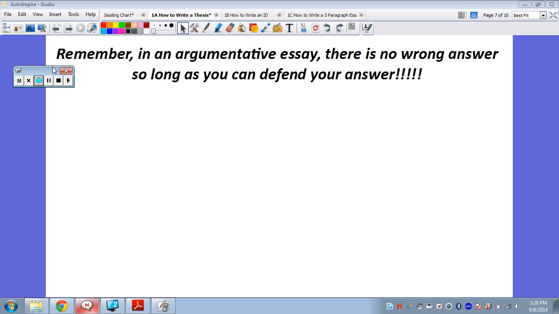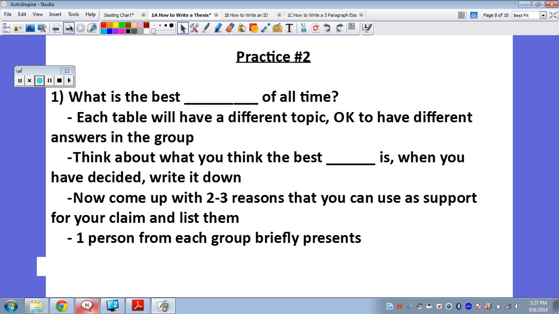Guys, remember, in an argumentative essay, there's no wrong answer. You have to be able to defend it. The way we grade this is we recognize how well you understand the material by the fact that you know it well enough to use it to frame an argument, as opposed to just simply being able to guess A through D correctly.